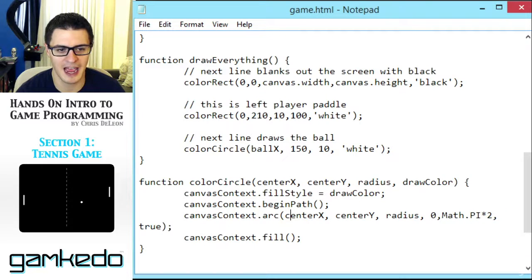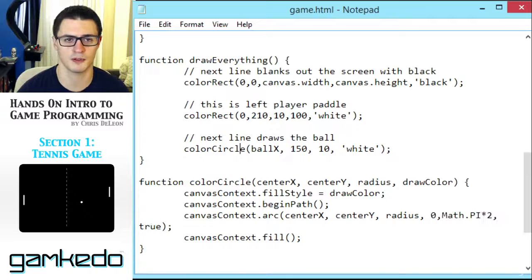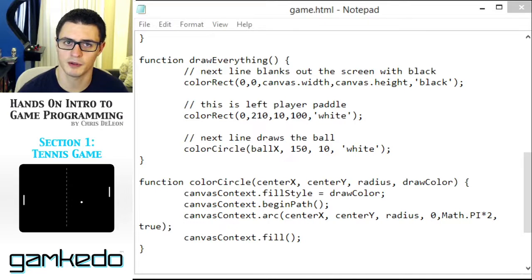We also didn't have any reason to replace this 0, Math.PI times 2, or true with parameters because we don't want to change those when we draw a circle. We always know what those are going to be when we draw a circle. So we've made a helper function now for drawing a circle as well. Makes that a little bit cleaner and easier to deal with. Let's go ahead and get this ball to now bounce vertically as well. We're going to do it in the next video.